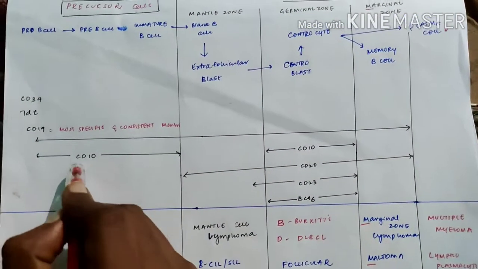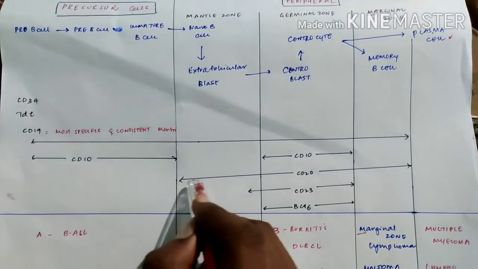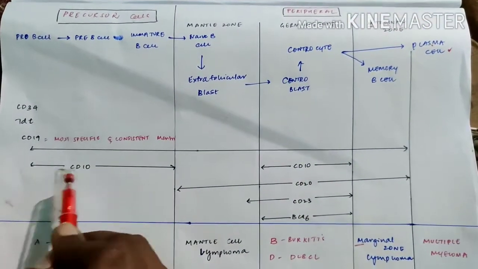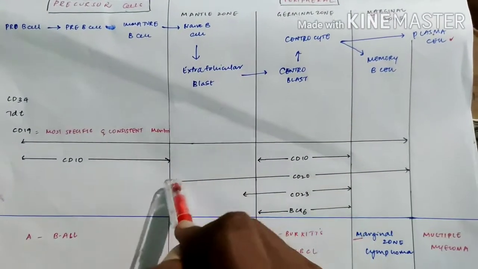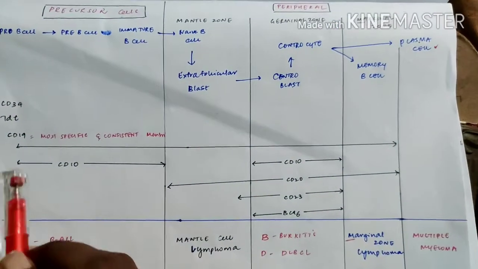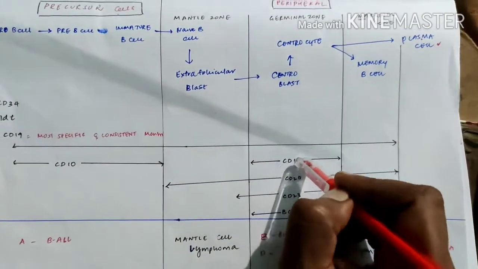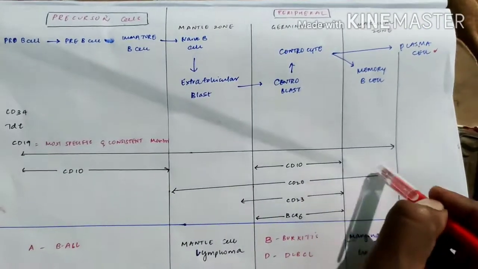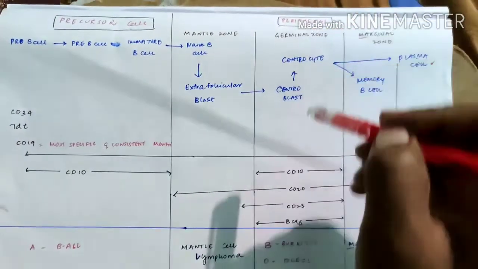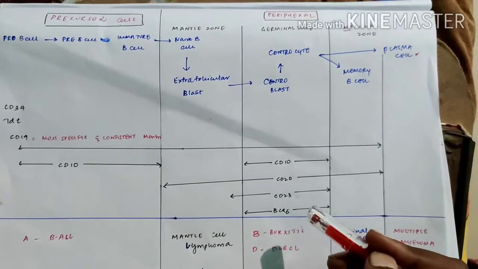Now CD10 is a precursor marker. CD20 is a mature cell marker. CD10 also expresses in the germinal zone along with being a precursor marker. CD10 precursor, CD20 is a mature cell marker. Then along with that, remember in the germinal zone, it will contain CD23 and BCL6 as well.